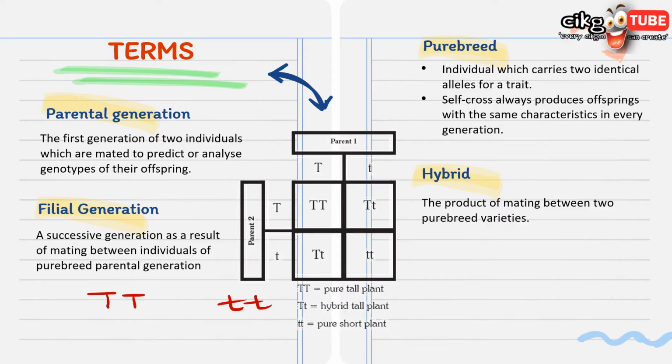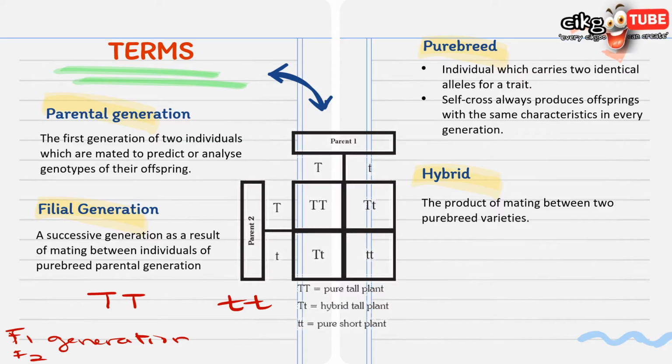Then the filial generation will be the successive generation as a result of a cross between individuals of the purebred parental generation. So the offspring from the parental generation is called the first filial generation, or F1 generation. And the offspring from the first filial generation, the F1 generation, are called the F2 generation, which is the second filial generation. So we have F1 and F2 generation from the parent generation. Don't worry, we will see this when we cross later on.